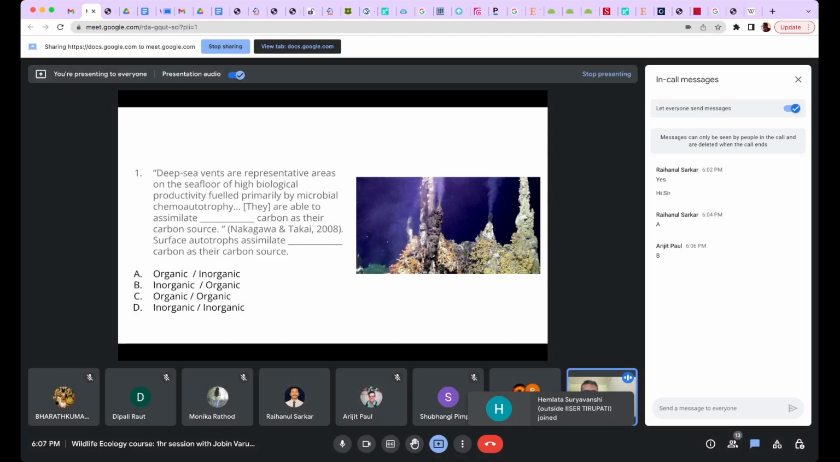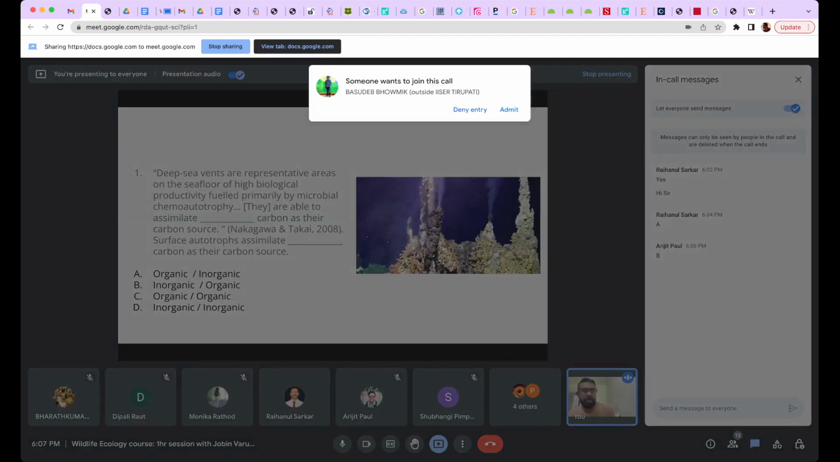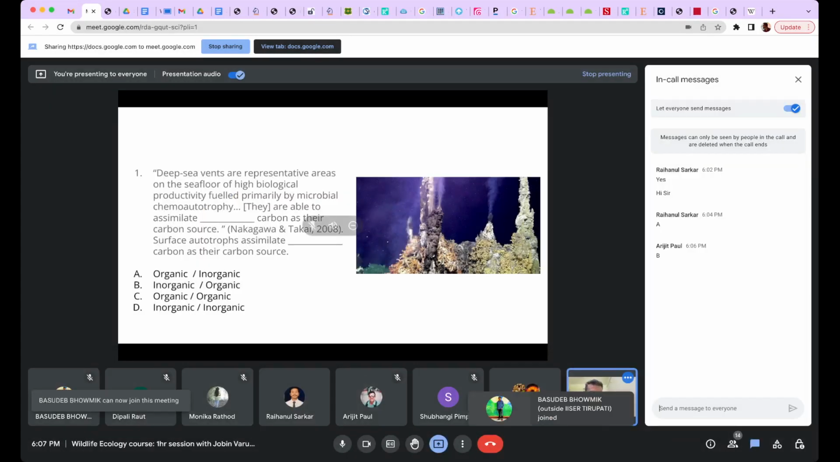So, background. What is the kind of carbon they are fixing? What is the raw material? Where are they getting the carbon from? At least if you don't know chemoautotrophs, then at least tell me of photoautotrophs. Where are they getting the carbon from? You can talk or you can answer it in the chat box.